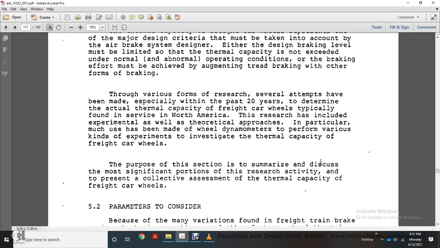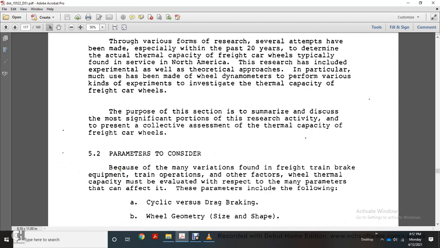The purpose of this section is to discuss the most significant portion of the research activity and present a collective assessment of the thermal capacity of the freight car wheels. 5.2 Parameters considered. The performance may vary with the freight train brake and equipment, the train operation, and other factors. The wheel thermal capacity must be evaluated with respect to many of the parameters of the activity.